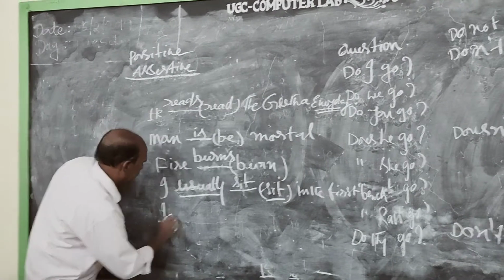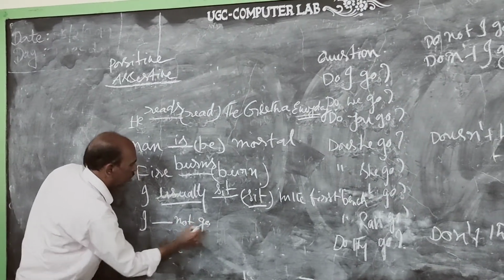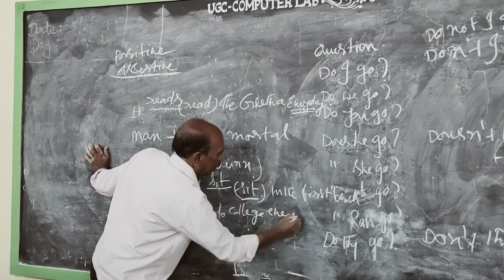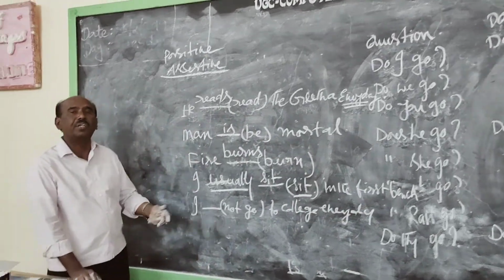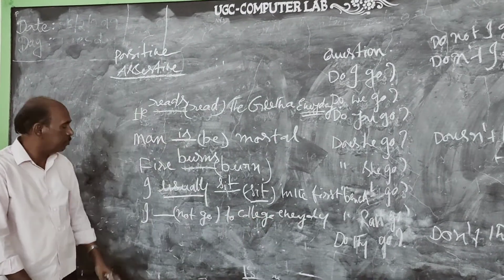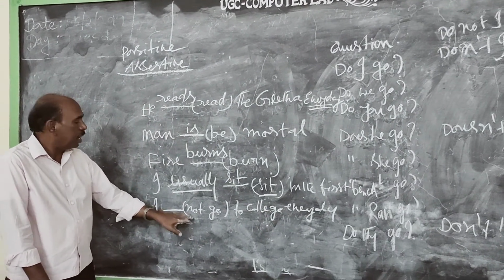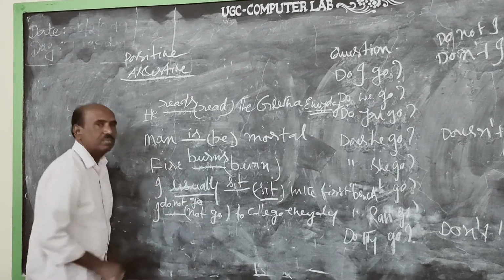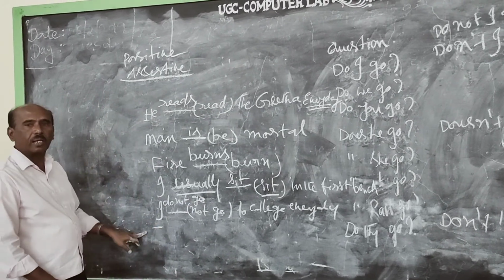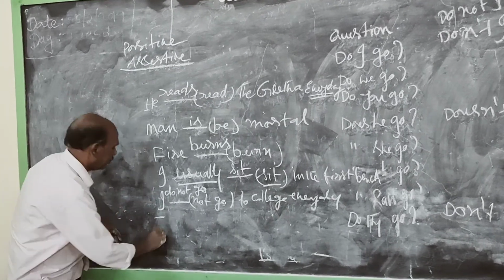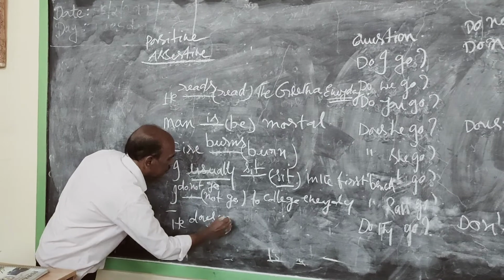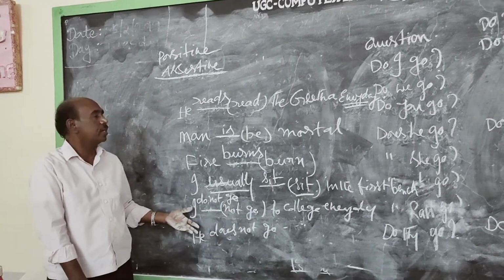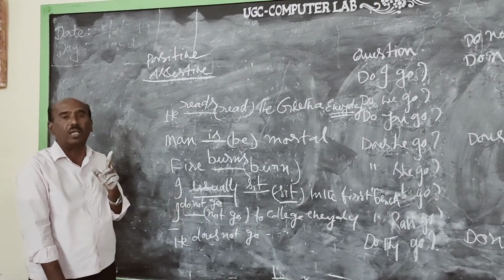For example, I dash not go to college every day. It is a negative sentence. Every day, habitual action. And before the verb, we have not. It's very simple, I do not go. If the subject is here, he or she or some name, he does not go to college every day. Understand?